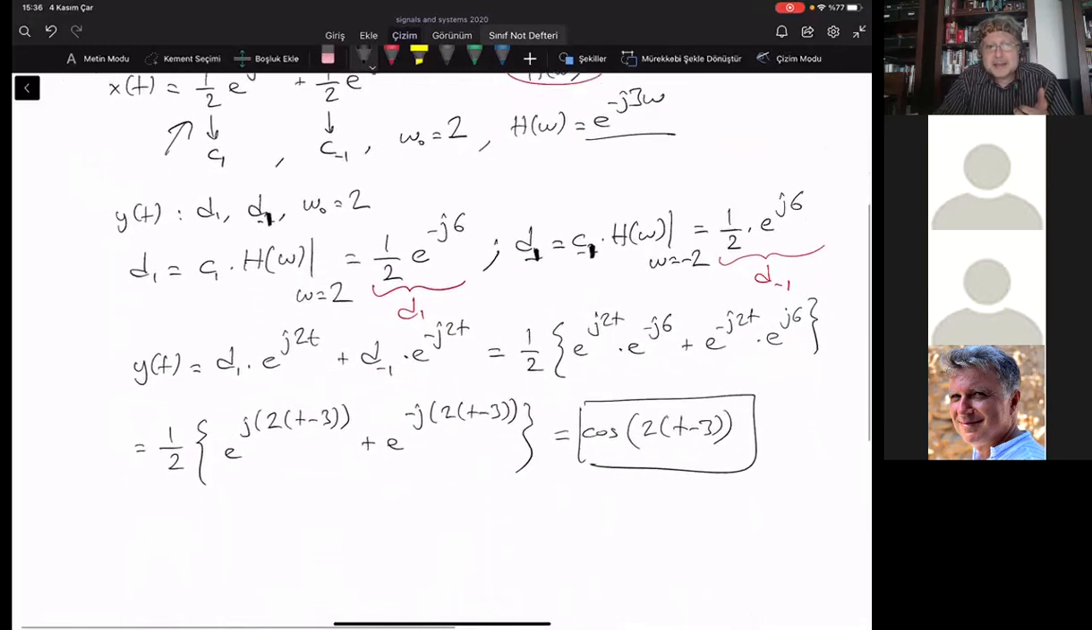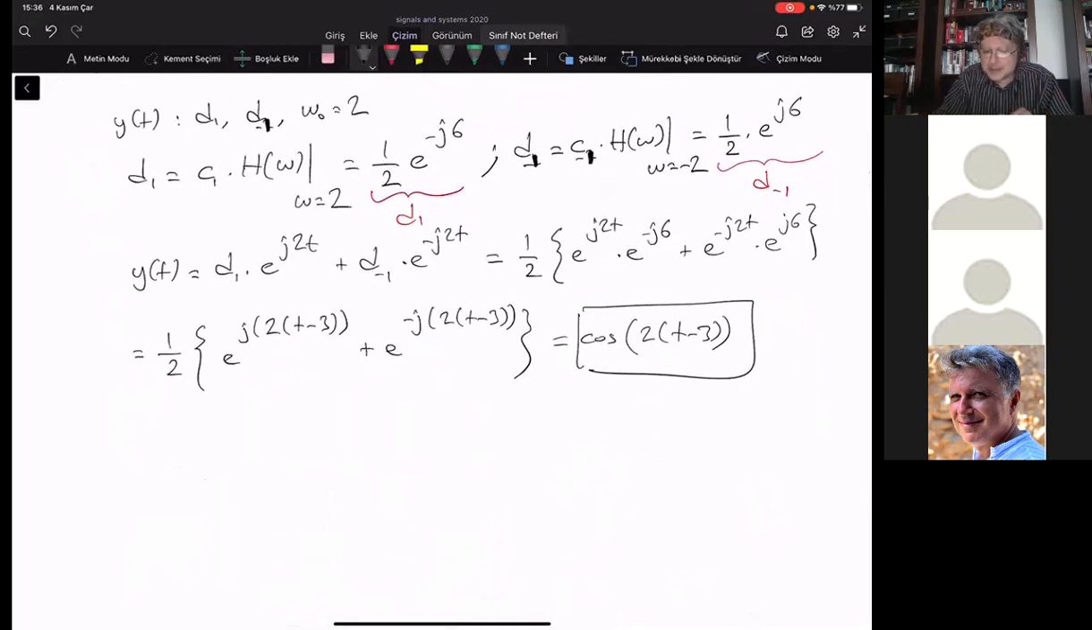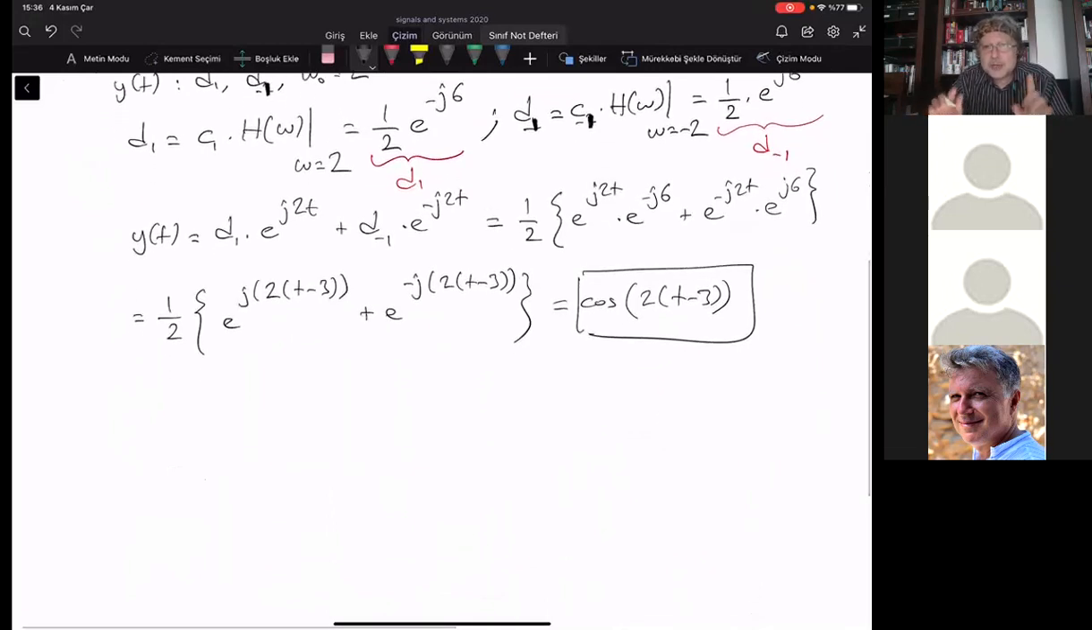But I did this trivial, unnecessary example to show that you can just multiply the Fourier series coefficients with the corresponding values of H of omega at the corresponding frequencies, and you come up with the new Fourier series coefficients. And when you combine those output coefficients, you obtain the output signal y of t. That's nice.